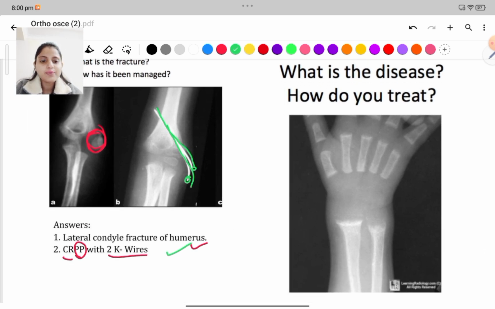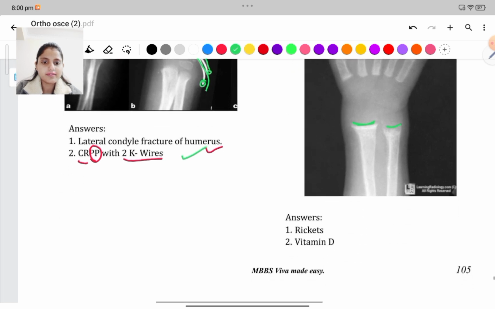In the metaphysis, we can see the cupping, splaying, fraying. So this is rickets, and rickets, which occurs in children, is due to deficiency of vitamin D. So vitamin D is given to treat this condition.